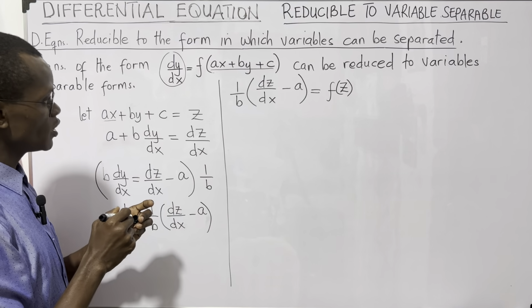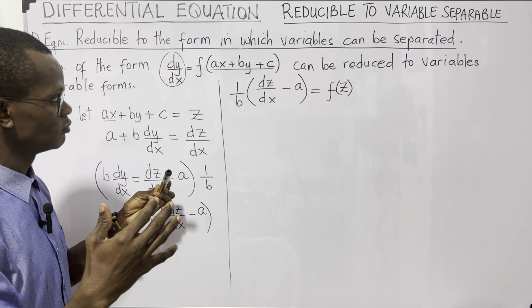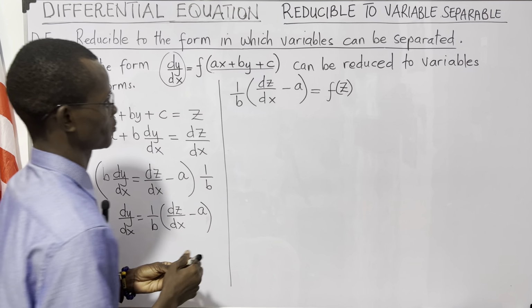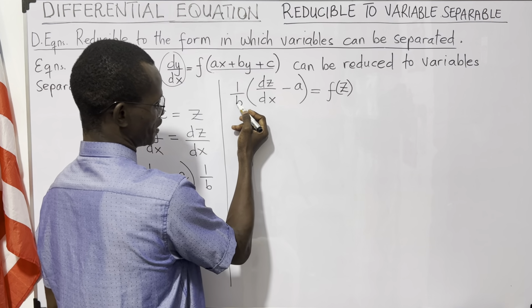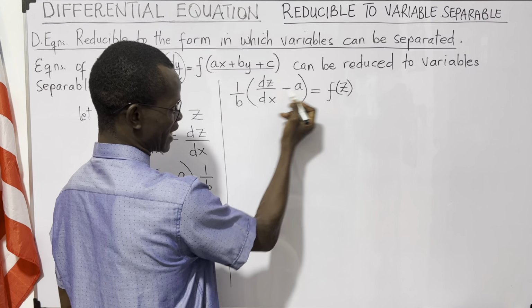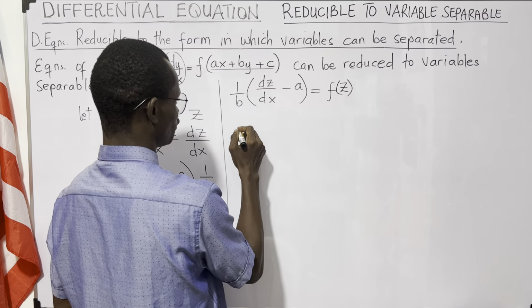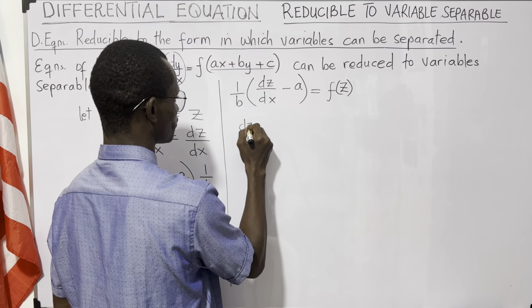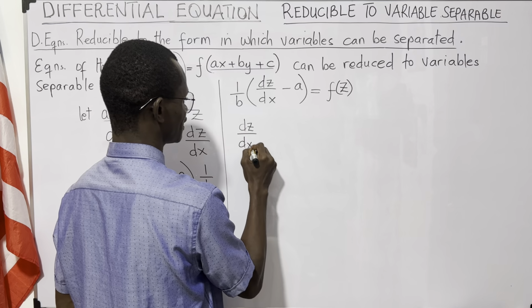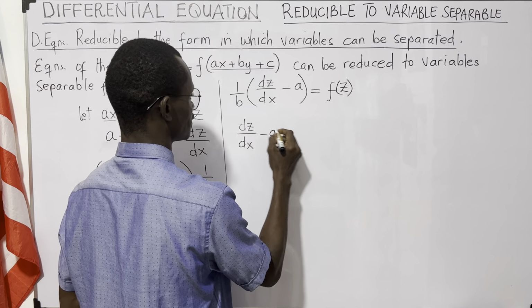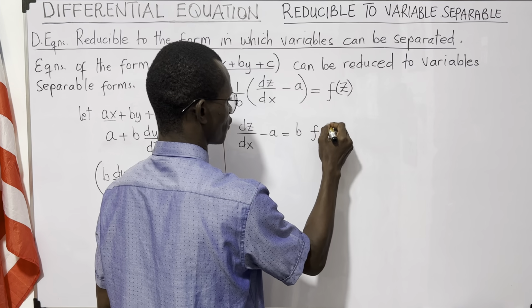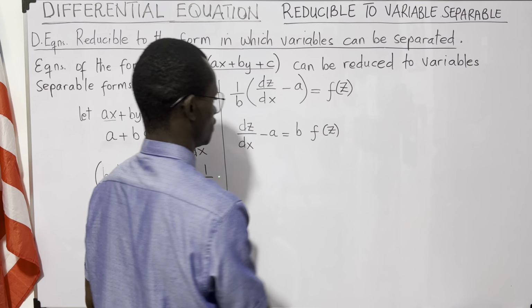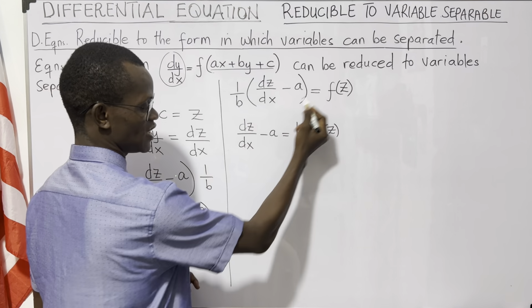So now what we need to do is to find dz by dx. What we can do first is cross multiply, this b times this, right? So we're going to get dz by dx minus a equals, this b times this will give us b f of z. What do we do next? We send this a across.